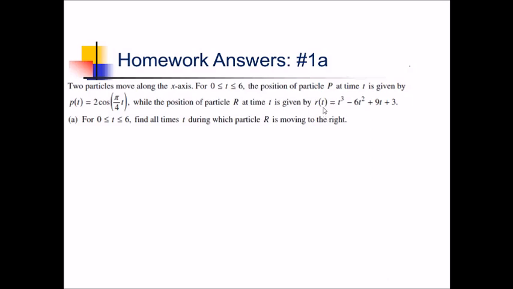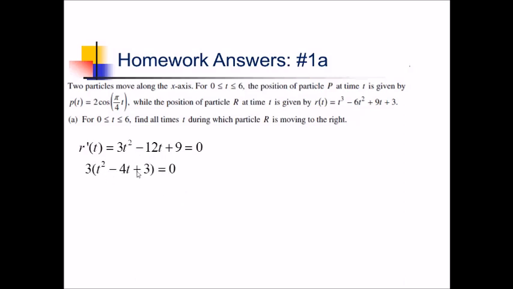So r prime of t we can write as 3t squared minus 12t plus 9. I'm going to set this equal to 0 now and find some critical values so we can figure out where this particle is turning around. I can start by factoring a 3 out of all these. That's going to be 3 parentheses t squared minus 4t plus 3.